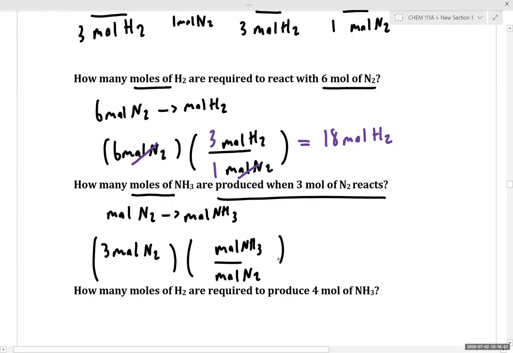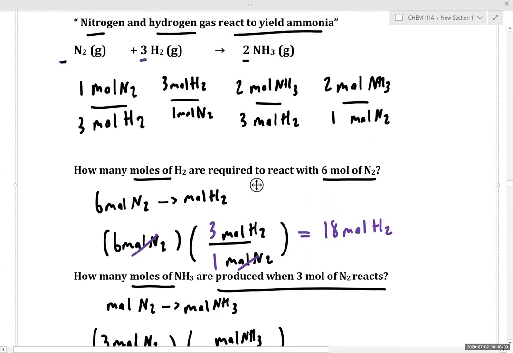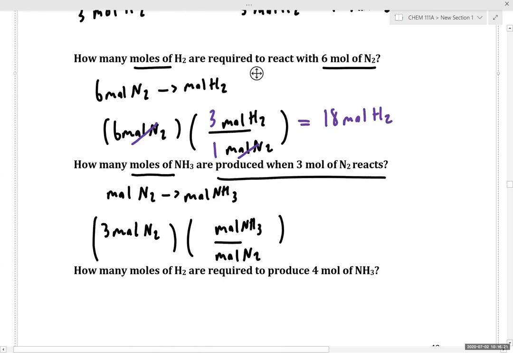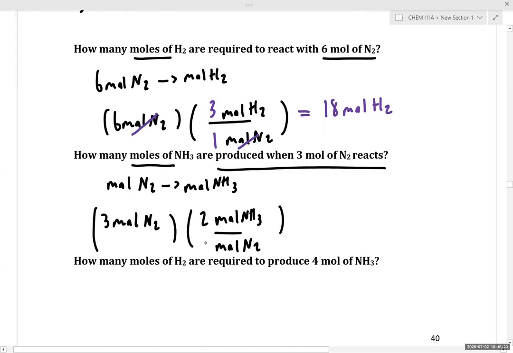What's our ratio of ammonia to nitrogen? Looking at our equation, what's the ratio of ammonia to nitrogen? 2 to 1, exactly right. We have 2 moles of ammonia per every 1 mole of nitrogen consumed, and that gives us 6 moles of ammonia.